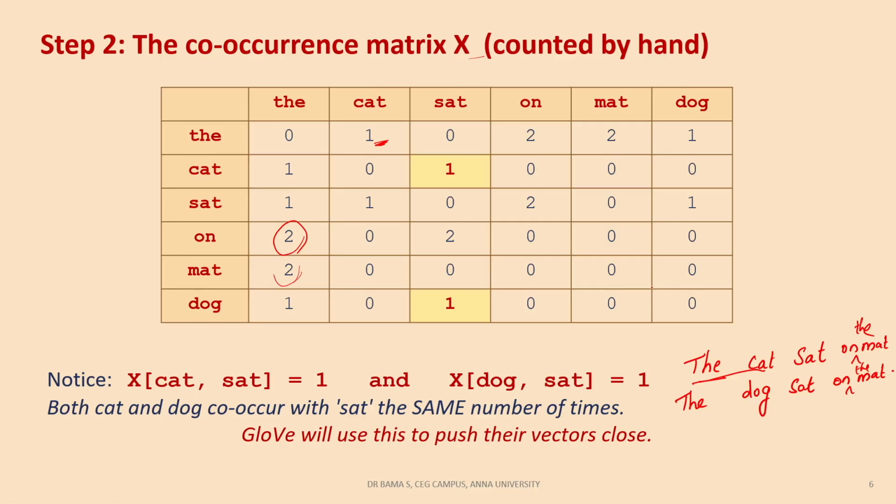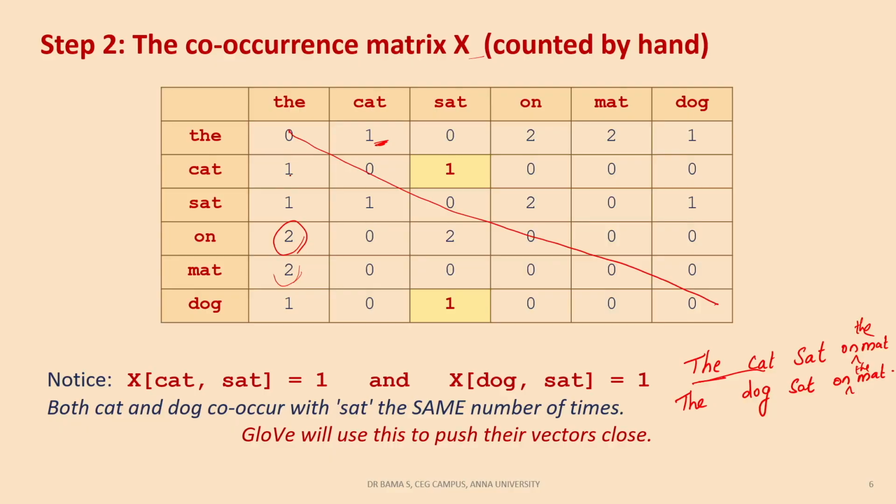Now, if you look at this table, the whole diagonal region is going to be 0. Why? Because there is no way the 2 words appear close to each other. We cannot say "the, the", "cat, cat", "sat, sat" anywhere in the corpus. So, this diagonal is going to be 0. And it is going to be symmetric, in the sense that for cat and sat, sat and cat will be 1. With respect to cat, sat is 1, and with respect to sat, cat is 1. So, the entire matrix is going to be symmetric. These are the properties of it.